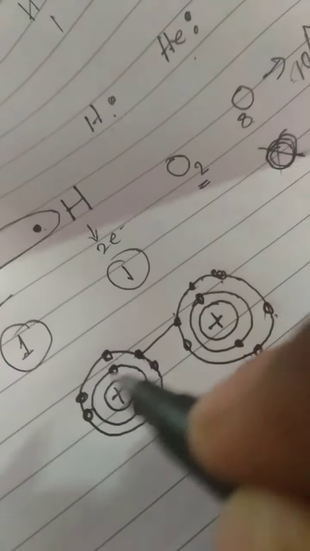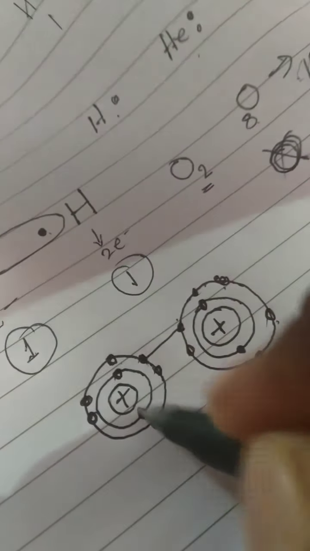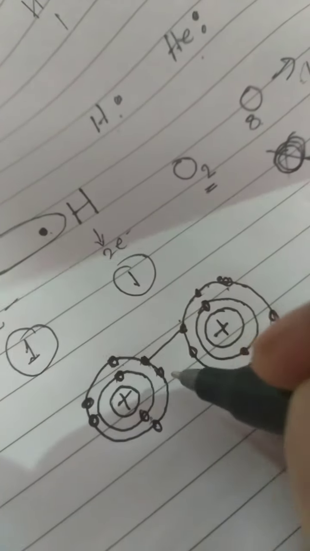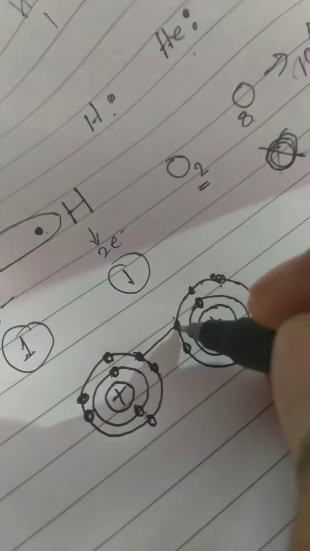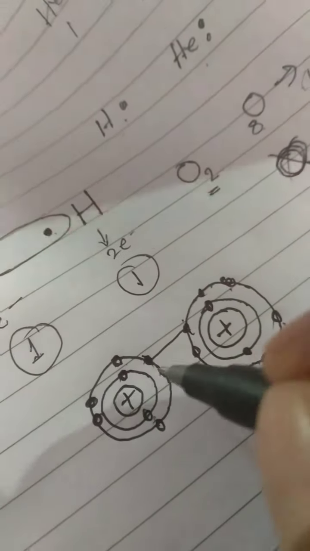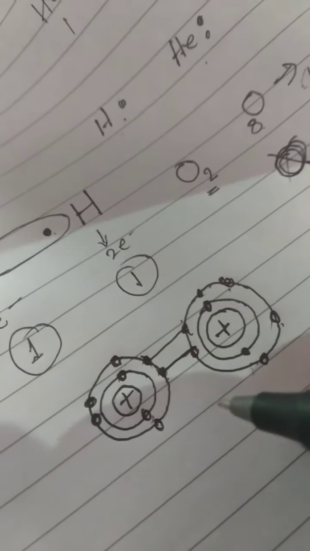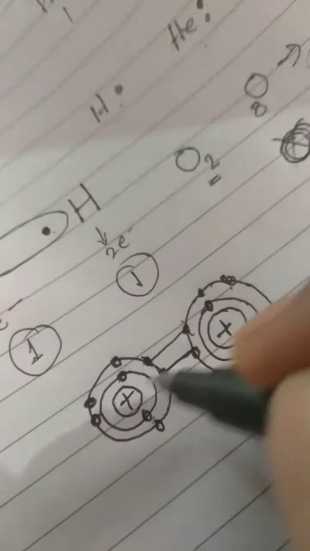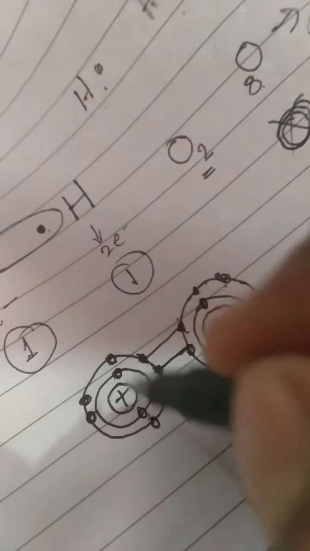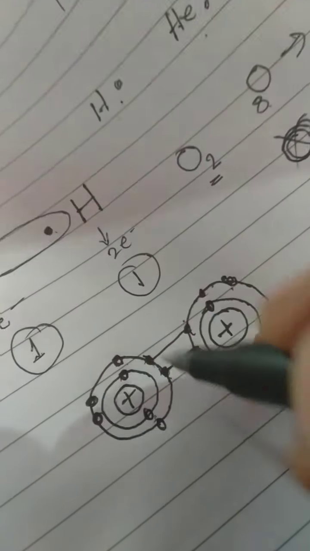How many electrons does it have? Now count the total number of electrons. 1, 2, 3, 4, 5, 6, 7, 8, 9. Yes, 9 electrons, but 1 more electron it requires. So what will it do? It will share another electron. So this electron is also shared. Now you count: 1, 2, 3, 4, 5, 6, 7, 8, 9, 10. So total 10 electrons in this oxygen.